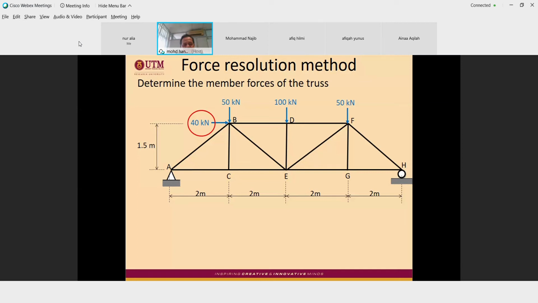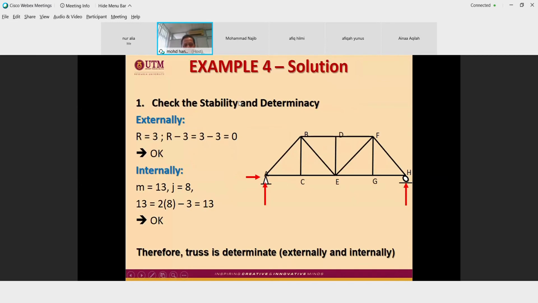Use a horizontal force of 40 kilonewton, as in my notebook. In your notes, I think it is 20, but now I make it 40 kilonewton. Okay, I have shown you this one, to first check the stability and determinacy. In this question it is found that the truss is determinate externally and internally. So when it is determinate, then we can proceed with the solution.